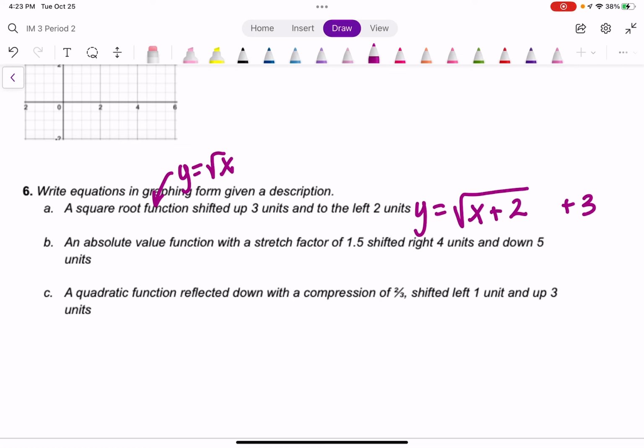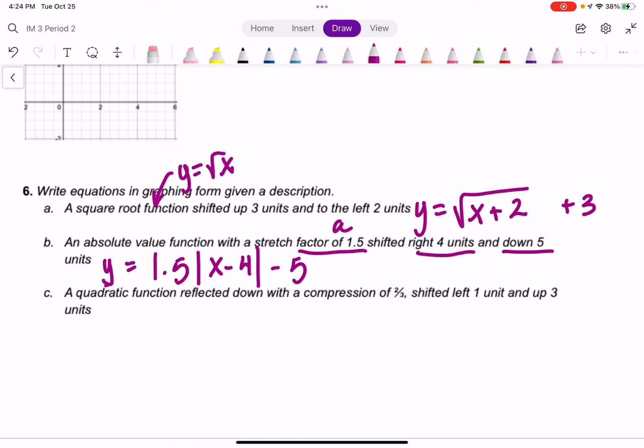Okay, absolute value equation with a stretch factor of 1.5, that's our a, shifted right 4 and down 5. So we have y equals, well, our stretch factor goes first, 1.5 times the absolute value of x, right 4, we're going minus 4, and then minus 5. If you need a review of these, I know I'm going fast through them, but you need to be looking at your function transformations packet and looking at our general form for each, understanding that our a is always our stretch, the number next to the x moves us left and right, and the number on the outside that's being added or subtracted moves it up or down.